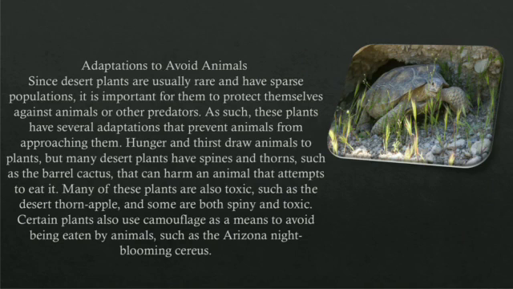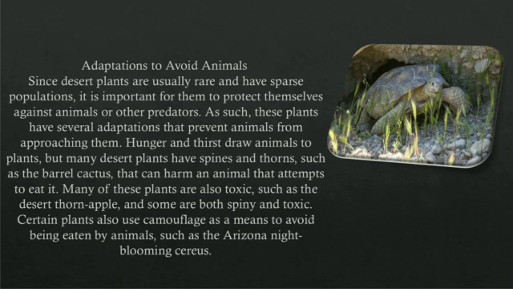Adaptations to avoid animals. Since desert plants are usually rare and have sparse populations, it is important for them to protect themselves against animals or other predators. As such, these plants have several adaptations that prevent animals from approaching them. Hunger and thirst draw animals to plants, but many desert plants have spines and thorns, such as the barrel cactus, that can harm an animal that attempts to eat it.